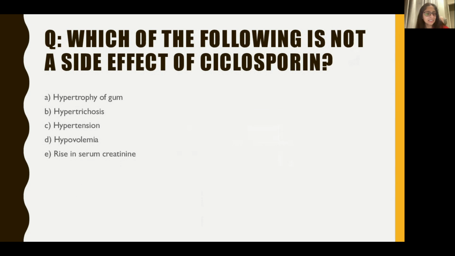Okay, I can't see any responses so far. So I think a common one that is tested in exams is hypertrophy of gum. So we know that is a side effect. So the correct answer for this question is hypovolemia, as hypertension, hypertrichosis, hypertrophy of gum, and rise of serum creatinine are all side effects of cyclosporin.